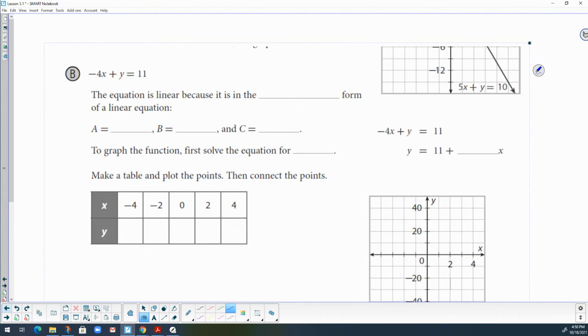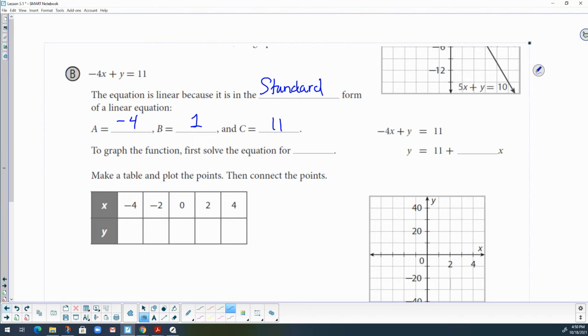So my next one is B. Once again, I want to identify A, B, and C, because this is already in standard form. So this is standard form, and my A here is -4, my B here is 1, and my C is 11.